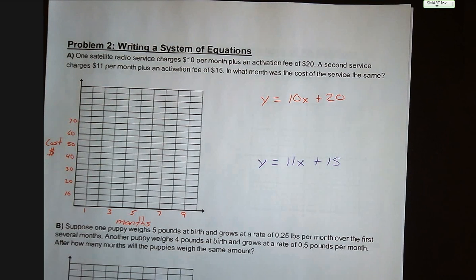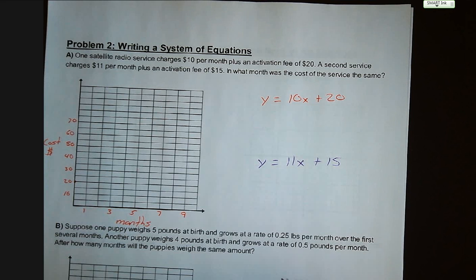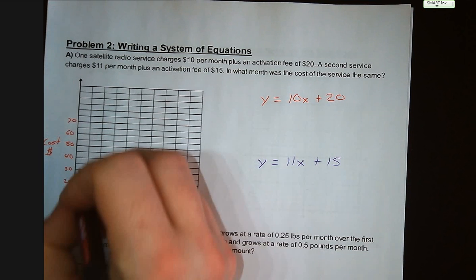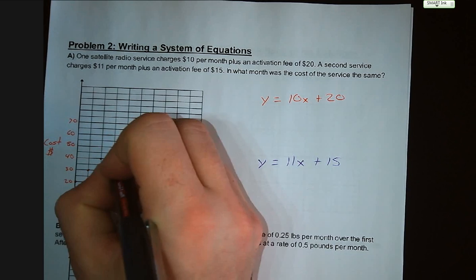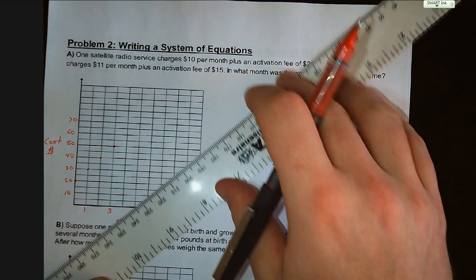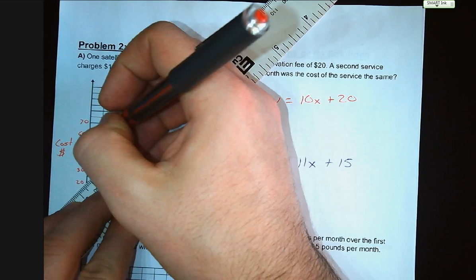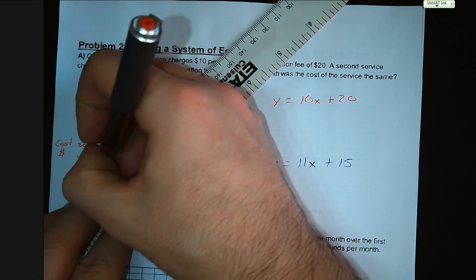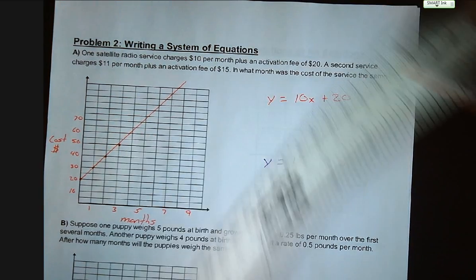So now we need to graph these. The red line is going to be a little easier to graph. So we have a y-intercept of 20. So we have a point at 20. And we're going up 10 and over 1. So it'll be 30 and 1, 40 and 2, 50 and 3, etc. Okay, so that's our line there.